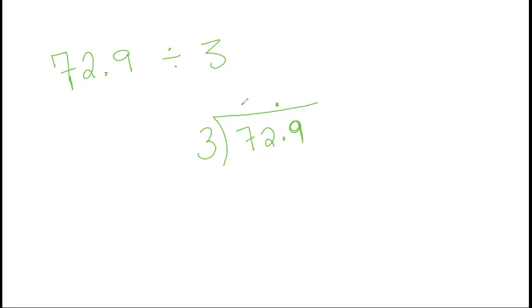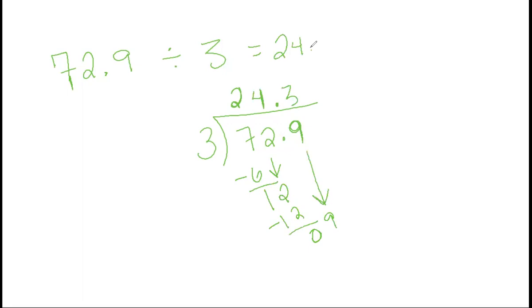Okay. So 3 goes into 7 2 times, right? 3 times 2 is 6. 7 minus 6 is 1. I bring my 2 down. How many times does 3 go into 12? 4 times. Good. And then 4 times 3 is 12, so that leaves me with nothing. I just bring the 9 down. How many times does 3 go into 9? 3 times. So my answer is 24.3. So 72.9 divided by 3 is equal to 24.3.